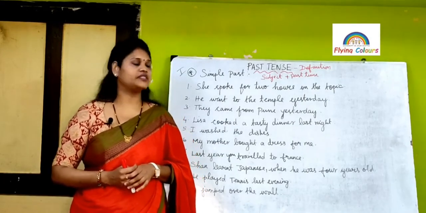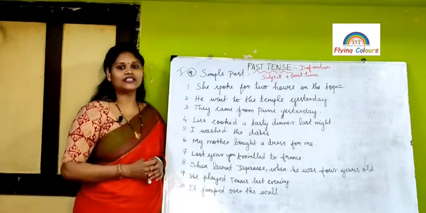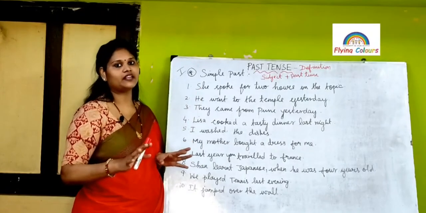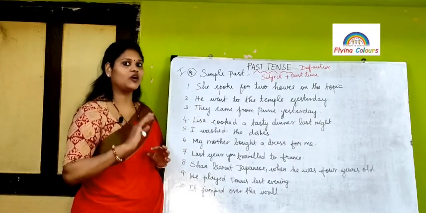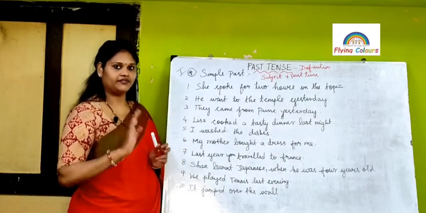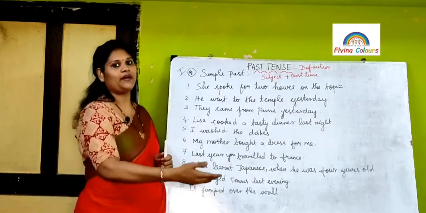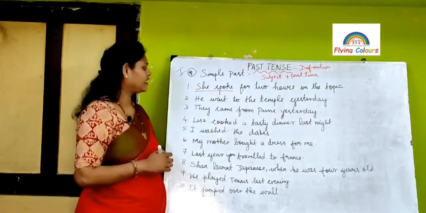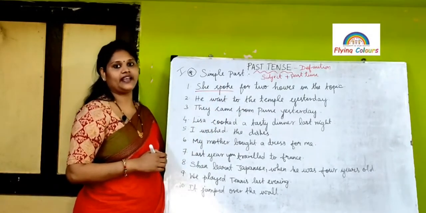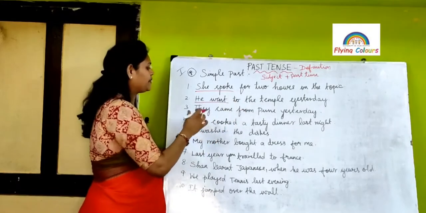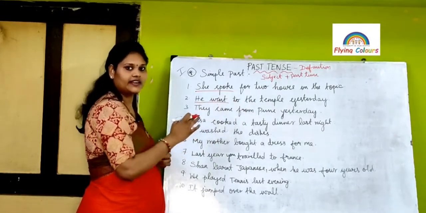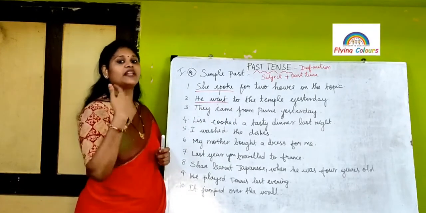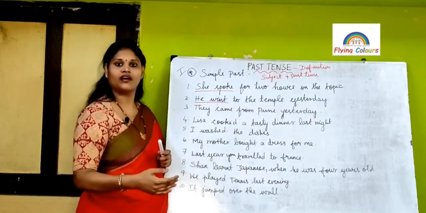Let us see some more examples. She spoke for 2 hours on the topic. Here, she is a singular subject. It doesn't matter whether it is a singular or a plural subject. There should be one subject plus the past tense. What is the past tense? Spoke. So she spoke is the simple past. He went to the temple yesterday. Here he went is a simple past. Subject plus the past tense. Any subject, singular or plural, plus past tense. This is the formula.